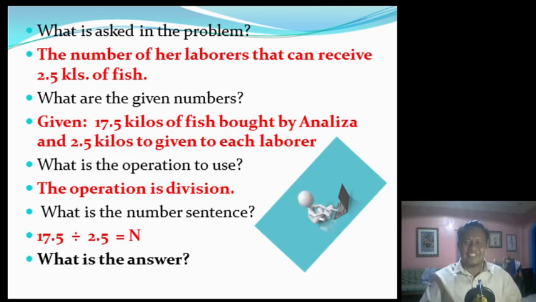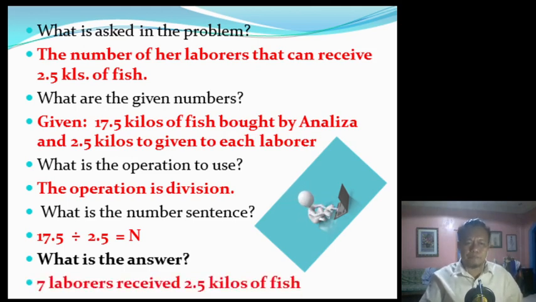When you see a problem, you are going to solve it. You should solve your problem, even your family problem, even your love life problem. You have to find a solution to it. You cannot be happy if you have many problems in your life. Right? Let's proceed. The answer is 7 laborers receive 2 and 5/10 kilos of fish.